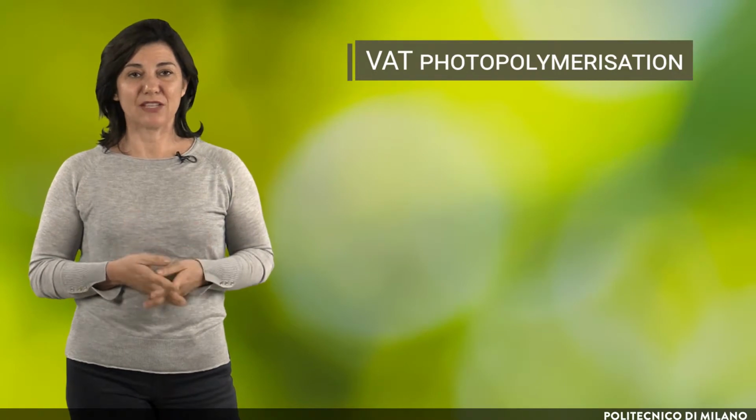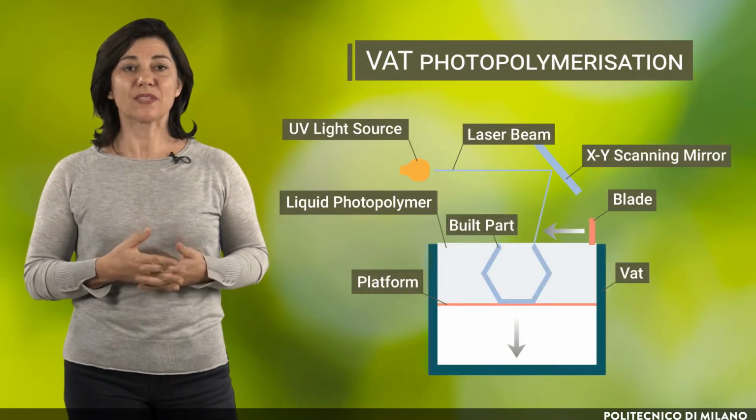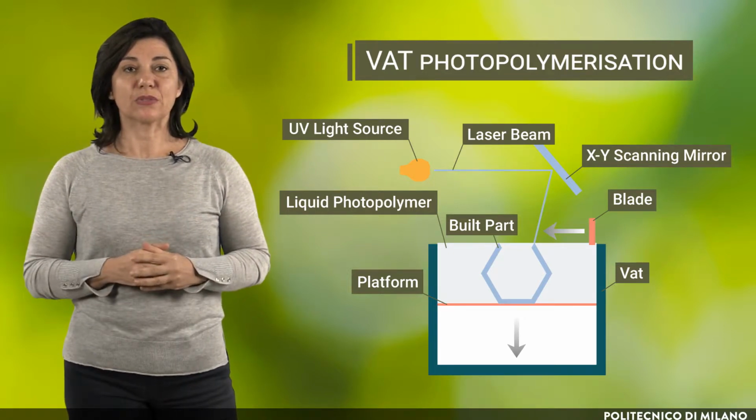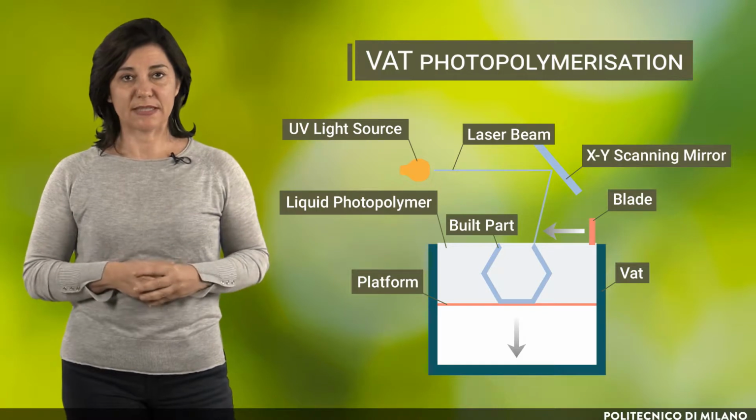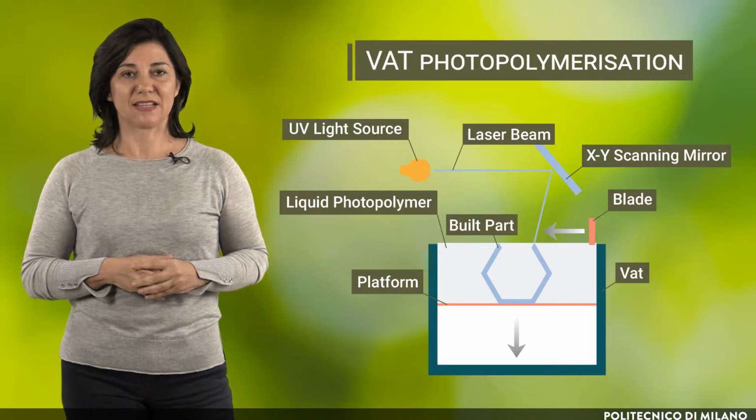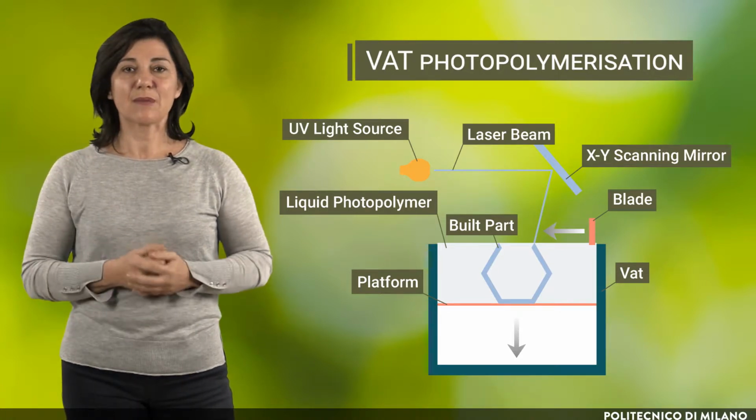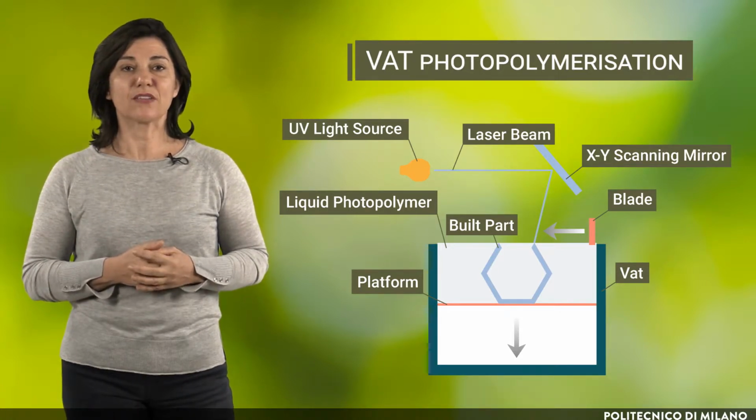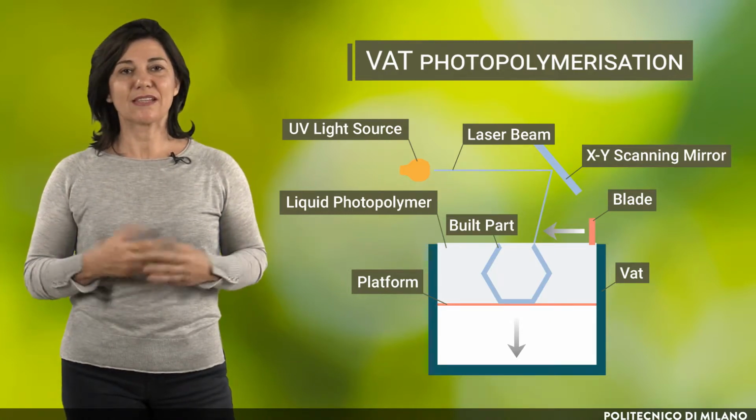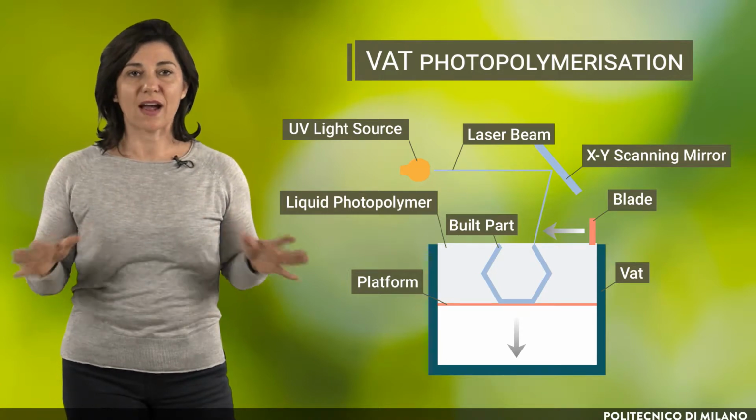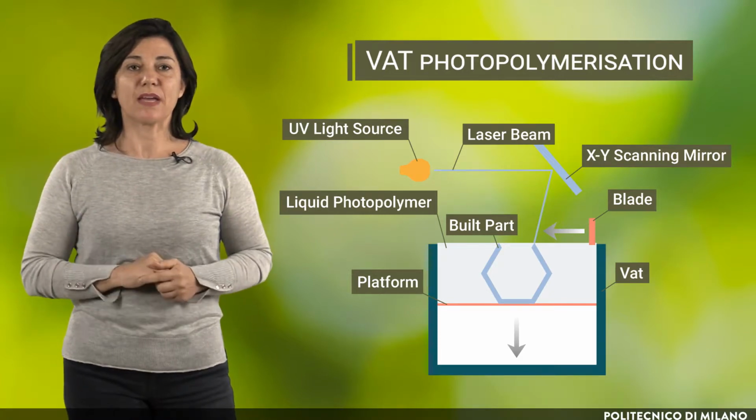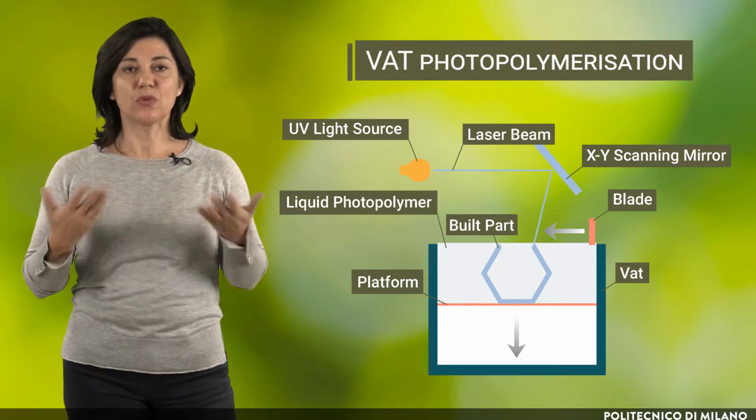VAT photopolymerization is defined as an AM process in which liquid photopolymer in a vat is selectively cured by light-activated polymerization. The feedstock is a liquid photoreactive resin, with or without filler, typically activated by ultraviolet radiation from lasers or lamps. The ultraviolet light is used to cure or harden the resin where required, while the platform moves the object being made downwards after each new layer is cured.